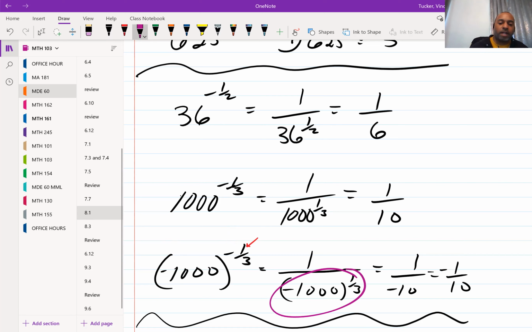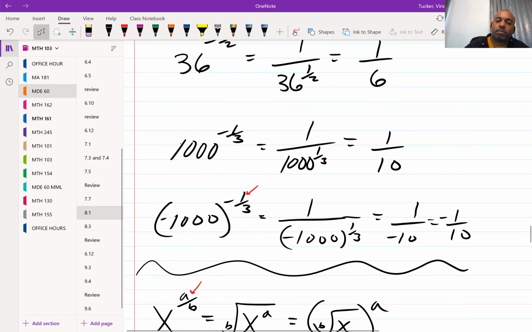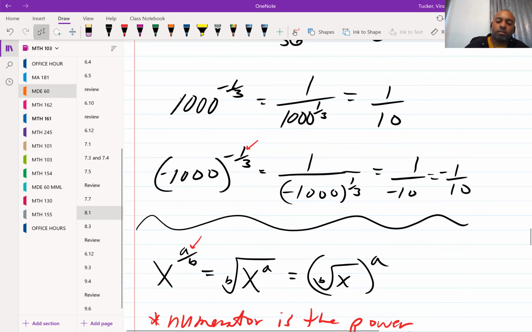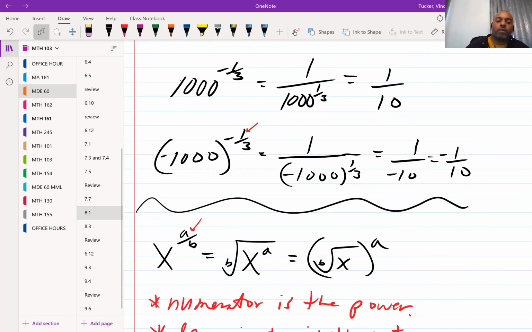So notice it's positive down here, but negative 1,000 is still there. So once again, that negative had no effect on the negative out front. And then the cube root of negative 1,000 would be negative 10. All right, any questions on that before we go to the next thing?